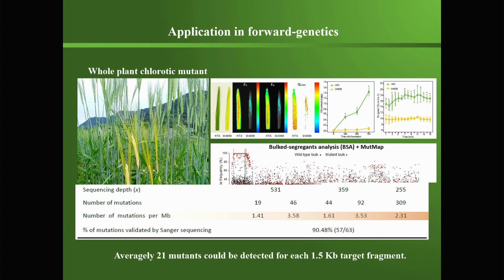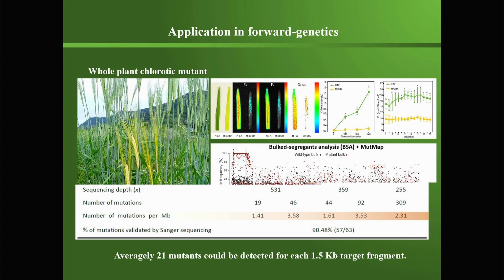Next, I want to give some examples to prove the value of this mutagenesis population in genetics research. The first example is a whole plant yellowing mutant. Because of its shortage of chlorophyll, the mutant grows much slower than wild type. However, it can get normal seed setting at the end.